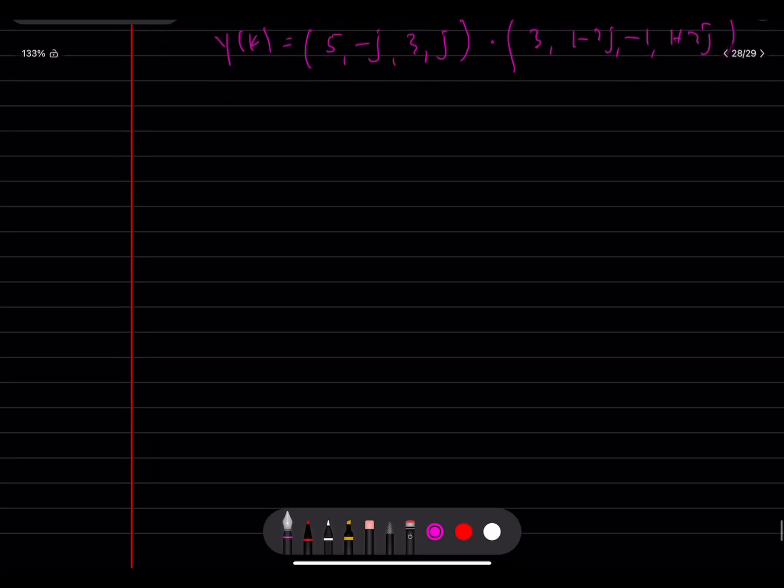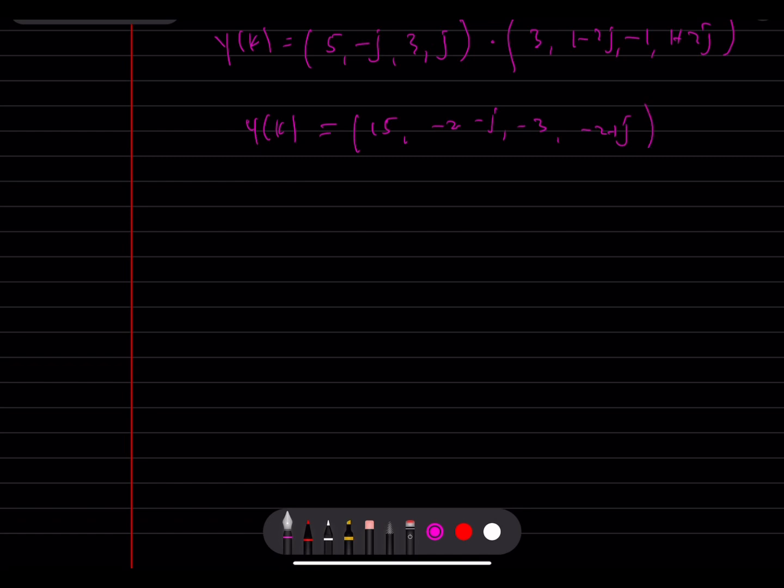And then we are going to get y of k to be equal to 5 times 3, which is 15, and this one will give us minus 2 minus j, and this one will give us minus 3, right? Minus 3 over here, and then the other one will give us minus 2 plus j.